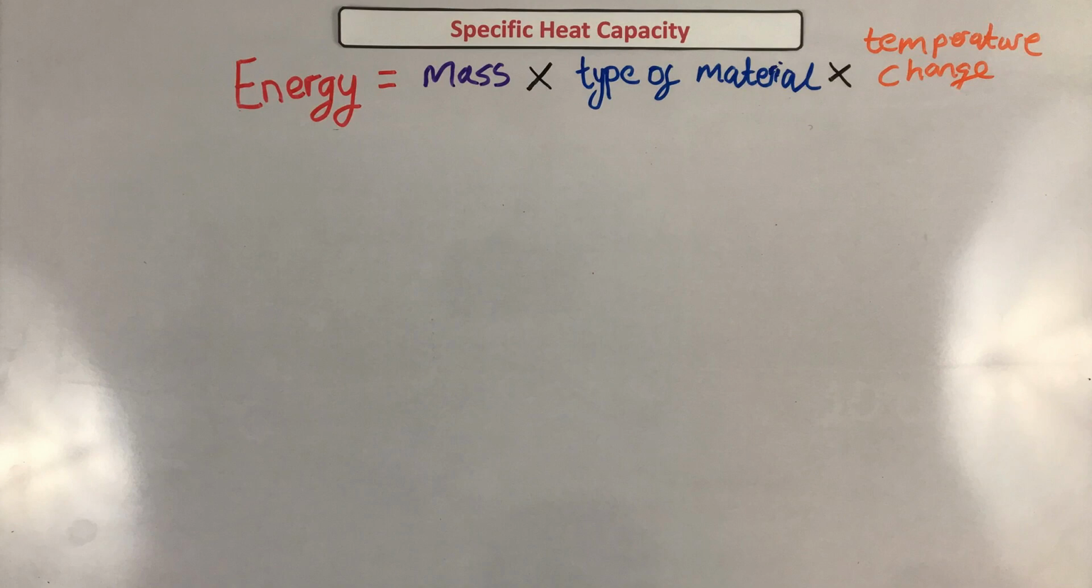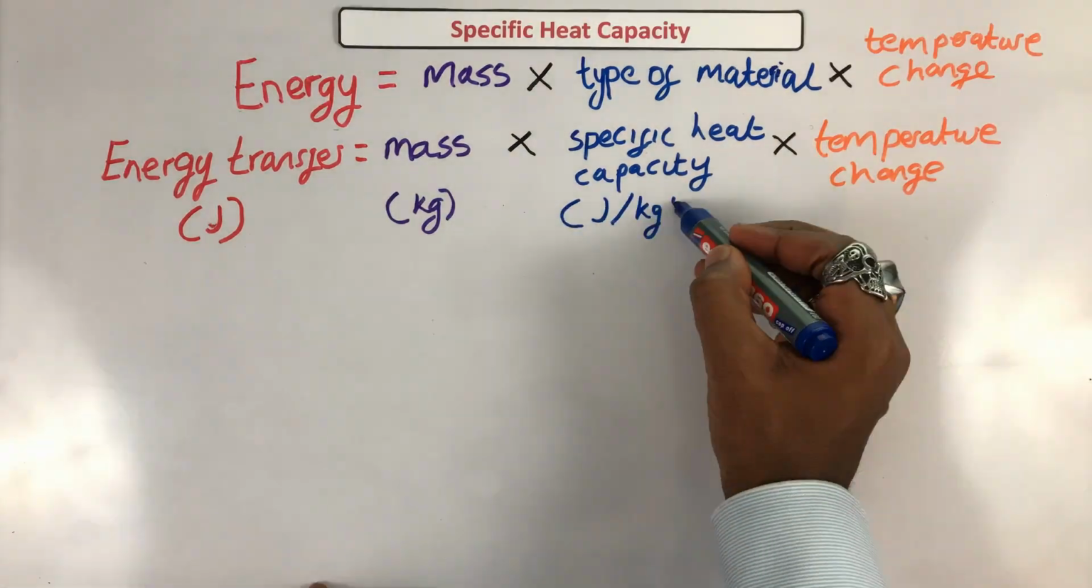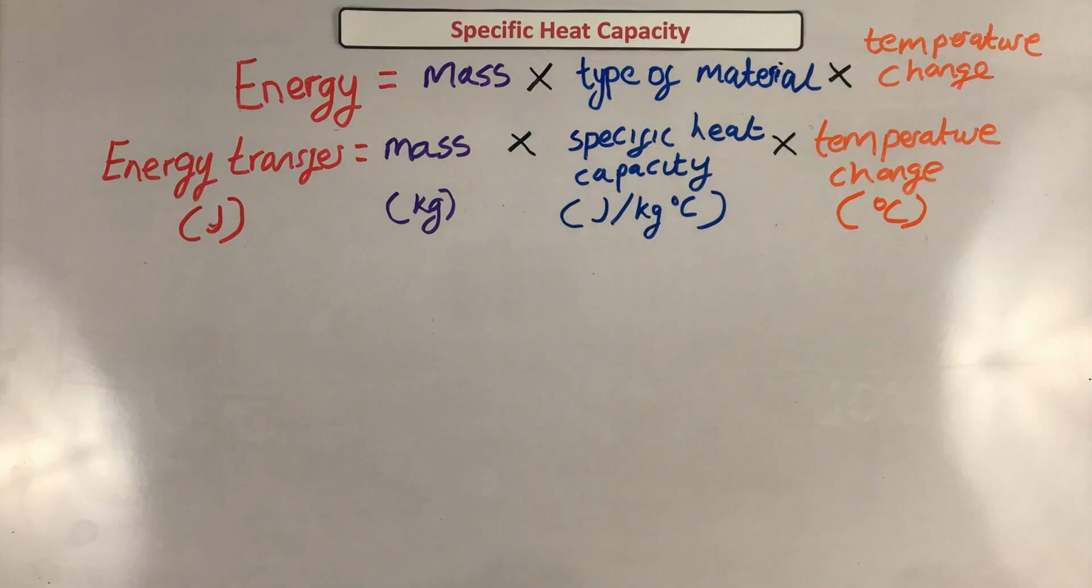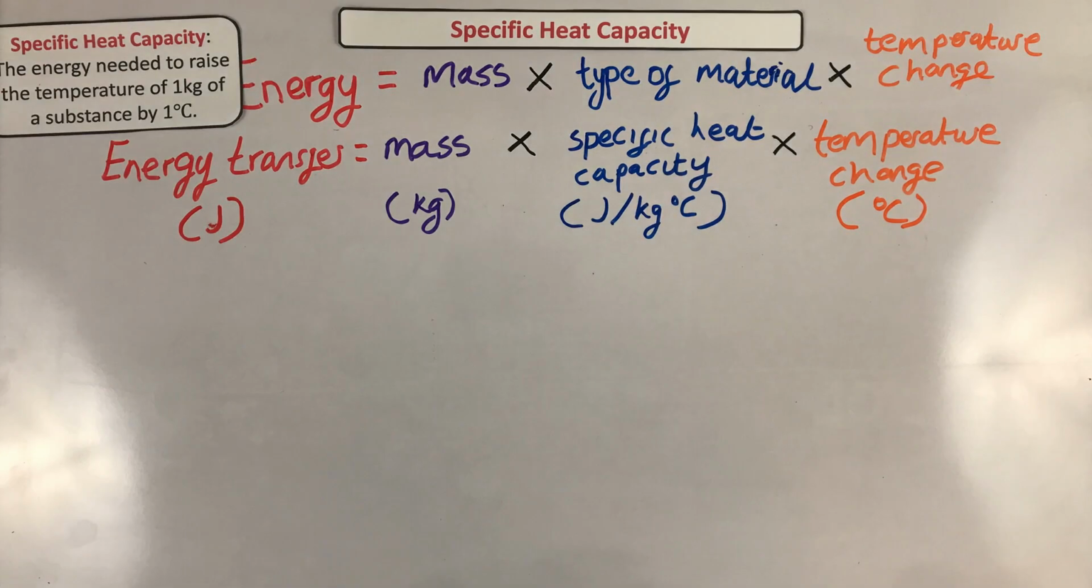The energy should be energy transferred, and this should be in joules. Mass is okay as mass, and that should be in kilograms. The type of material should actually be called the specific heat capacity, and the units for this one are a bit of a mad one. It's joules per kilogram degree Celsius, and obviously temperature change should be in degrees Celsius. Specific heat capacity is the energy needed to raise the temperature of 1 kilogram of a substance by 1 degree Celsius. One thing you're expected to do in your practical is calculate the specific heat capacity of your material.